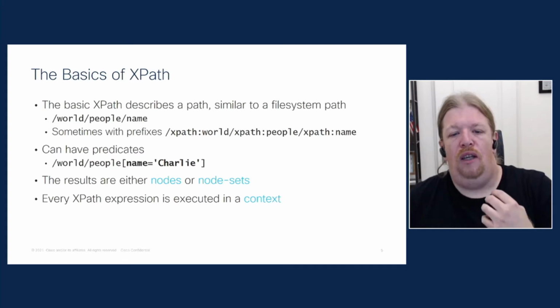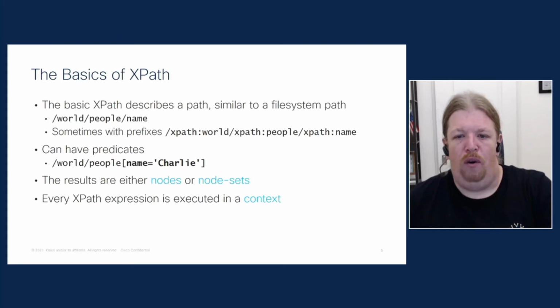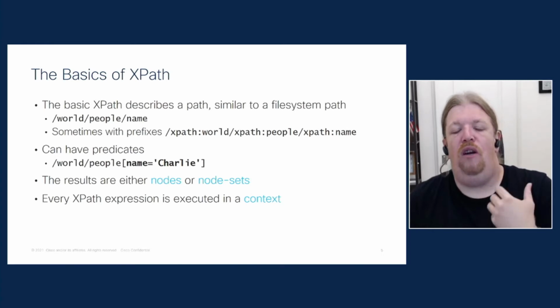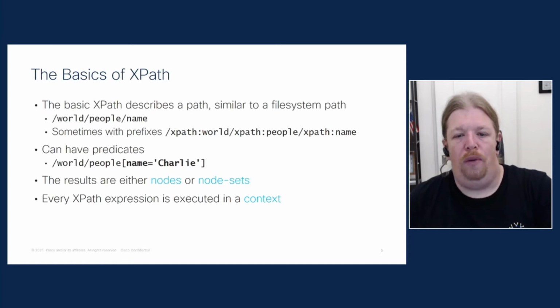And then you can start adding predicates to filter your XPath into more specific parts. The result of these XPath evaluations are either nodes or node sets. A node is a single result, and a node set is multiple results. If we take an example XPath here, world, people, name, that will find all the people. It's not restricted to any particular person, but will find all the people and their names in the world. And every XPath expression is executed in a context.